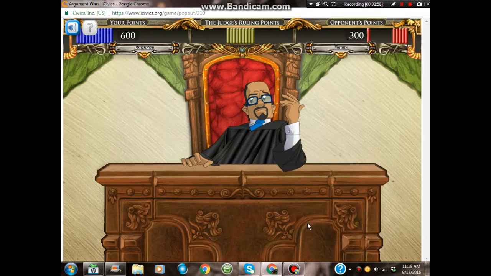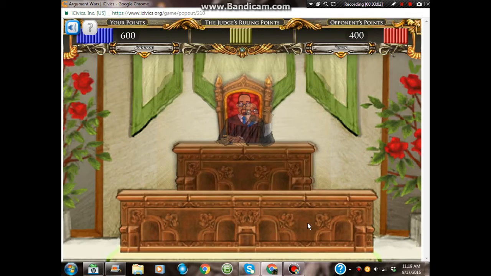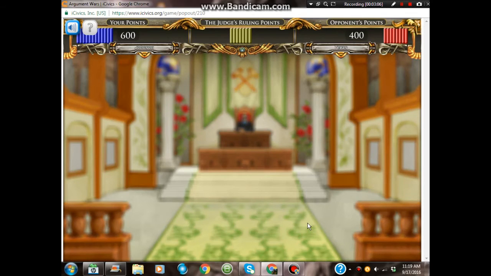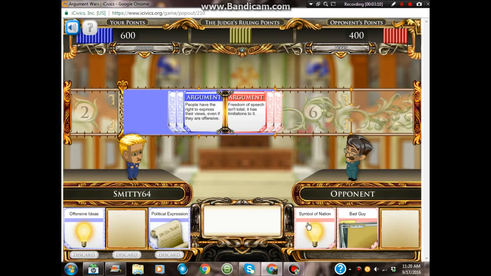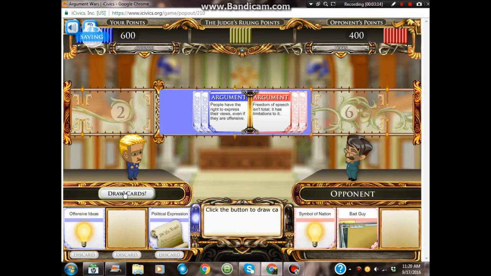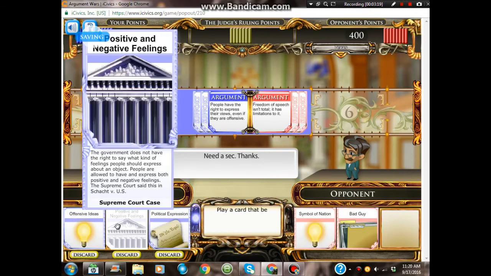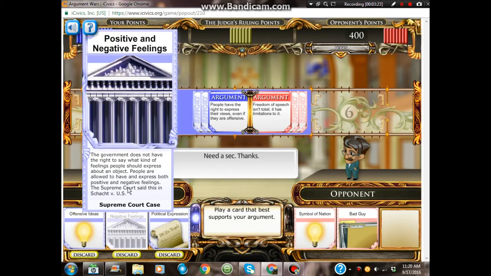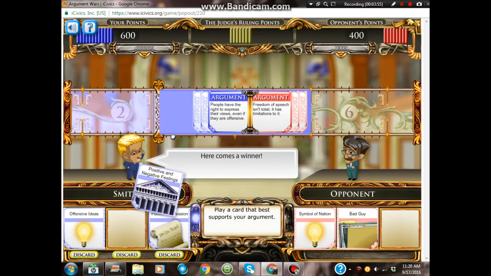The Supreme Court isn't supposed to care about people's opinions. But you know what? Actually, thinking back on that, I should. The government does not have the right to say what kind of feelings people should express about an object. People are allowed to have and express both positive and negative feelings. The Supreme Court said this in Scrat versus U.S. I have no idea how to pronounce that name. If you do know, and I just sounded like a total idiot, I am so sorry.